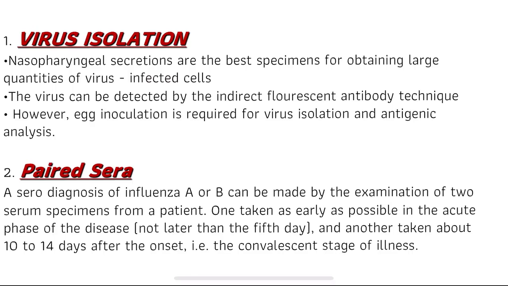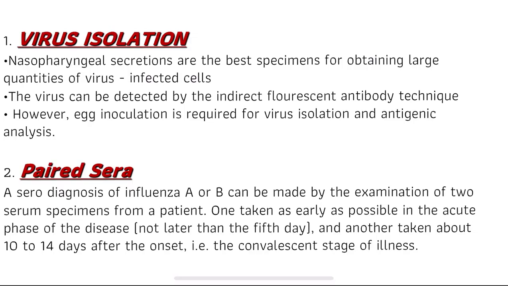The paired sera, a serodiagnosis of influenza A and B, can also be made by examination of serum specimens from the patient. One specimen will be taken as early as possible in the acute phase of the disease, not after the fifth day, and another specimen is taken 10 to 14 days after the onset, that is the convalescent stage of the illness.